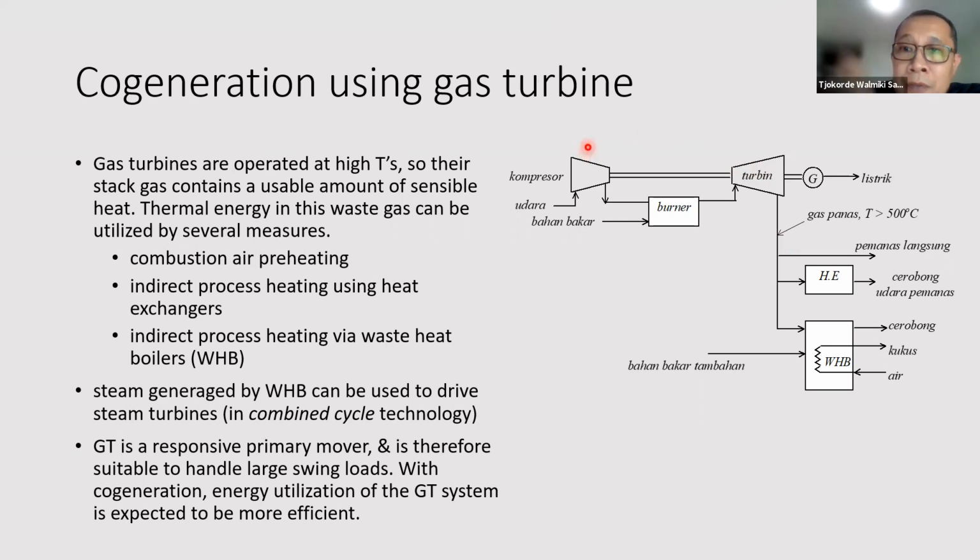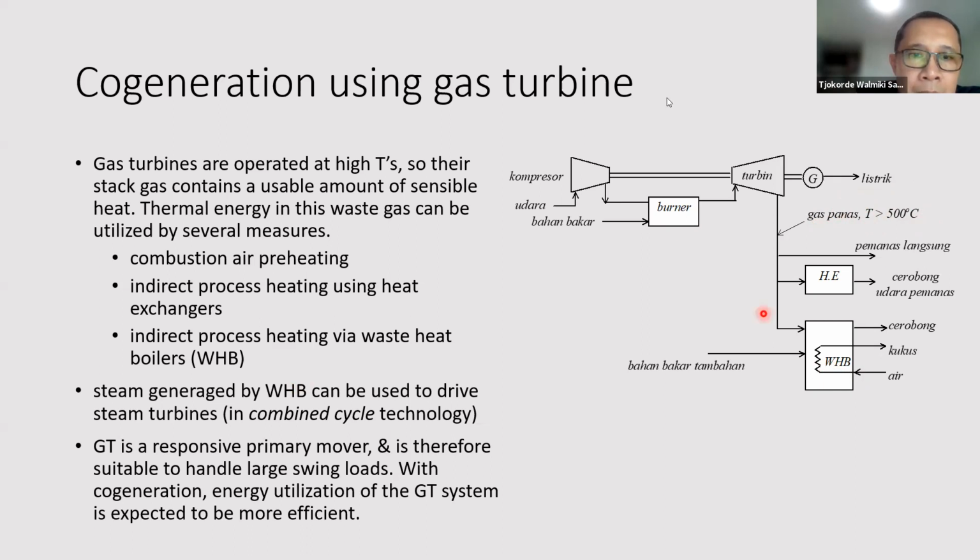Or if the temperature is still very high, you can still use it to generate at least low pressure steam. Maybe in some cases you can generate medium pressure steam, but certainly LP steam. Remember, this is just an example. The temperature is still above 500 degrees Celsius, so we still have a worthwhile temperature. So this hot gas can be used to boil water to generate steam using a WHB, a waste heat boiler.